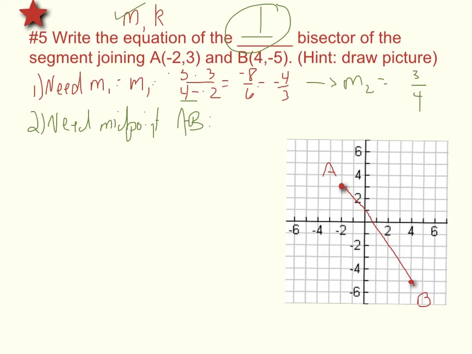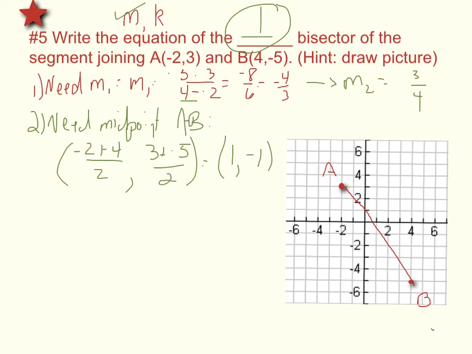Now, you remember how to find midpoints? Really easy. You add up the two endpoints and you average them, i.e. you divide by 2. So take your x's, negative 2 was your first x, plus your other x, which is 4, and cut them in half. Take your y's, 3 plus negative 5, divided by 2, cut them in half. And that'll give you your midpoint. Negative 2 plus 4 is 2, and 2 over 2 is 1. 3 plus negative 5 is negative 2, and negative 2 over 2 is negative 1. And there you have it.